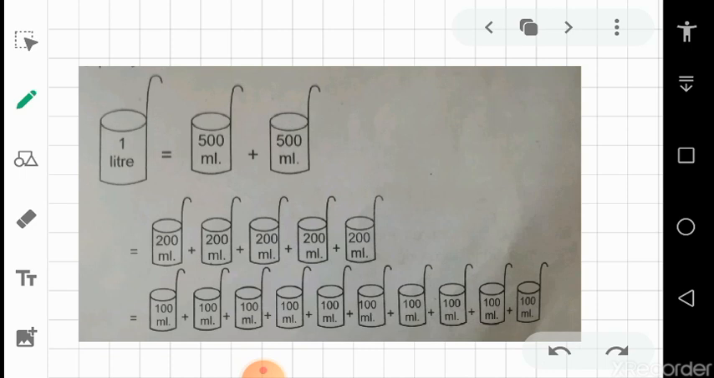If we distribute 1 liter into two equal size containers, the capacity of both will be 500 ml. Here in the second case, if we want to distribute 1 liter of any liquid into 5 equal sized containers, then the capacity of each one will be 200 ml. And if we distribute 1 liter into 10 containers of equal capacity, each one will have 100 ml. So this is all about the distribution of 1 liter among different sized containers.